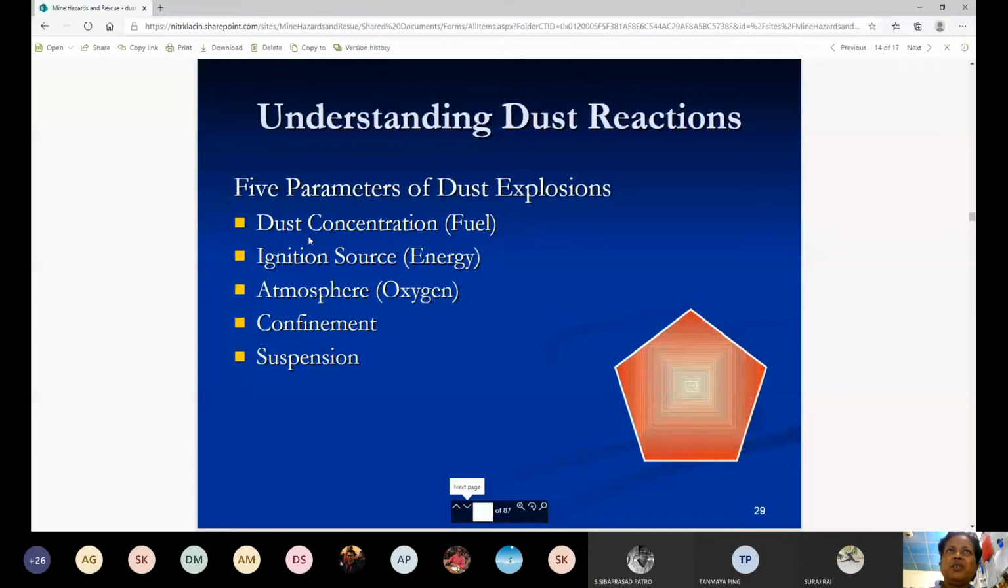What are those five parameters? This is called the dust explosion pentagon. Concentration is the first property, ignition source is the second, atmosphere or oxygen is the third, then confinement, and the dust should remain suspended. So these are the five parameters responsible for coal dust explosion.